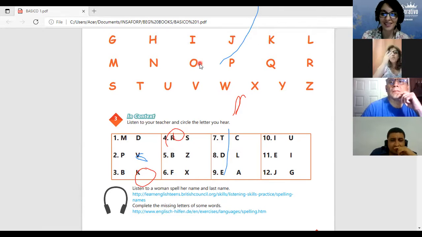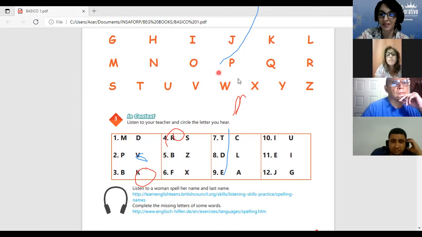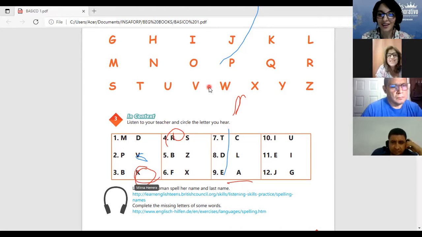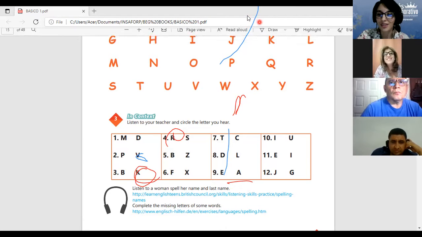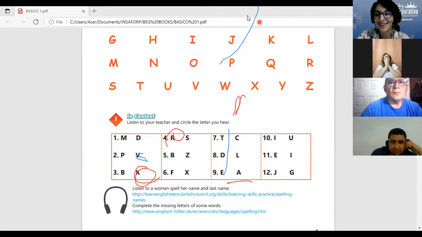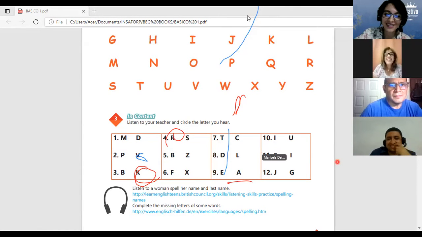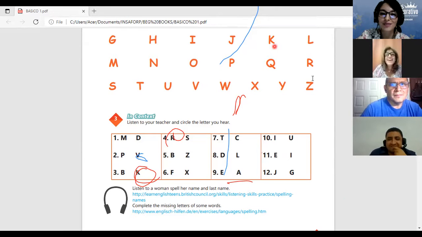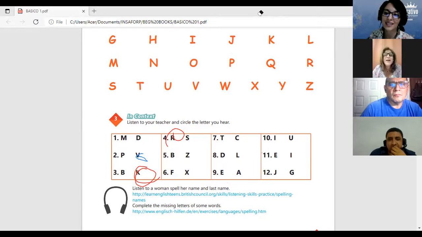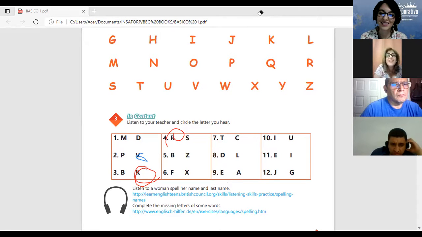Okay, Doris, ya pudo, ¿verdad? Aquí veo que un manchón es suyo, así que yo creo que ya puede. Okay, so Doris, let's try. Okay, let me erase, voy a borrar un poquito. Number five, Doris. Z.